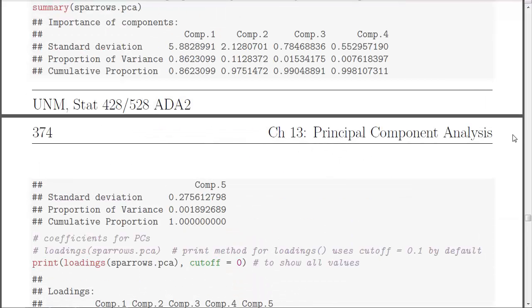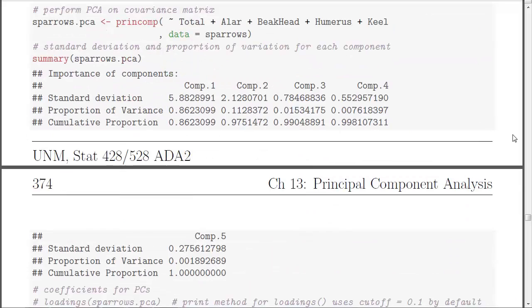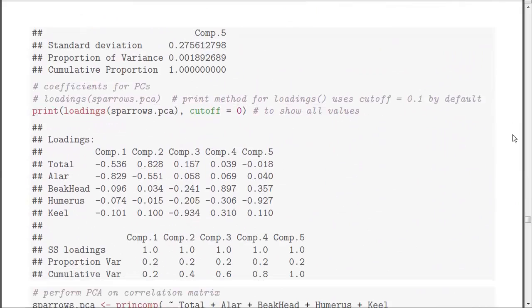Let me scroll up to the first analysis on the covariance matrix, and let's interpret these loadings. We'll just look at the first 2. The first one has all the same sign; they're all negative. That describes the relationship of how all these vary together. So that's generally just the size of the bird. In this case, when component 1 decreases, that makes birds larger, and as it increases, it makes birds smaller. And it's that opposite direction because of the negative sign.